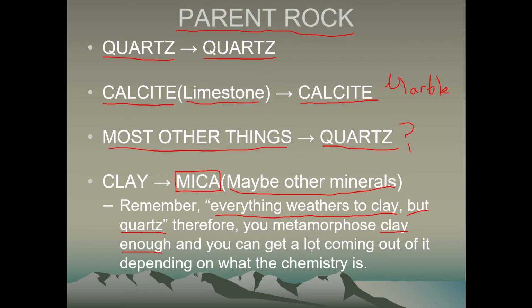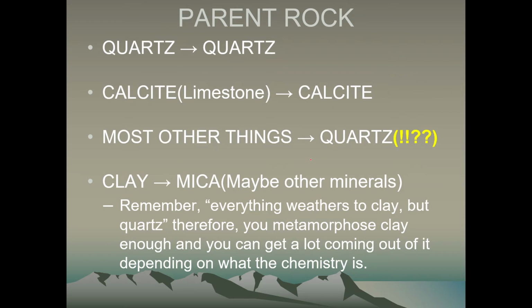So when you metamorphose a clay enough, you can get a lot of stuff coming out of it, depending on what that chemistry may be. But quartz is usually off on its own. So basically what I'm getting at is clays don't have too much SiO2 in them. They don't really have any quartz in them because the quartz is just kind of off on its own. It's been separated out.